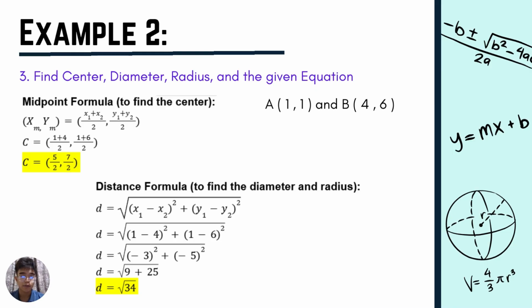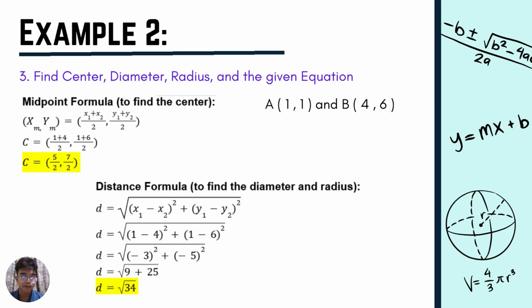With that, we will now utilize the midpoint formula. X sub 1 plus x sub 2 over 2, we will have 1 plus 4 over 2, and that is 5 over 2. Now for our y, we have y sub 1 plus y sub 2 over 2, and that will be 1 plus 6 over 2, and that would be 7 over 2. So the center of our circle is 5 over 2, that would be our x, and our y is 7 over 2.